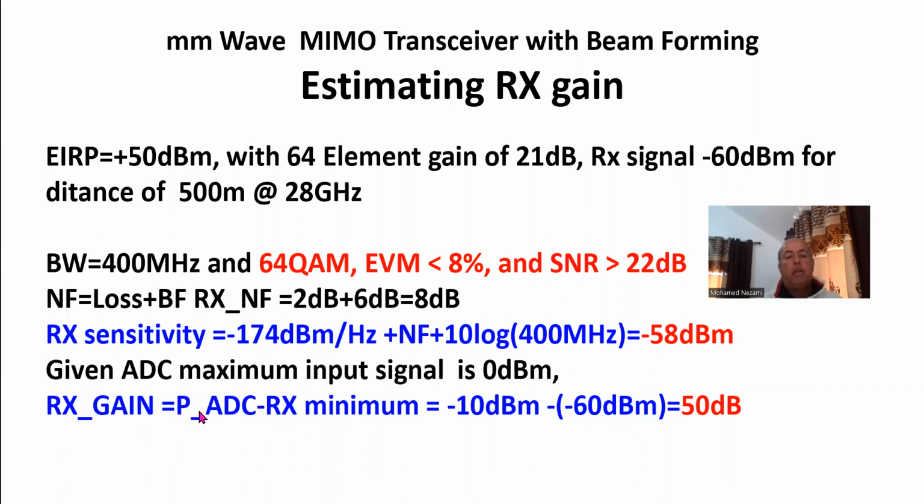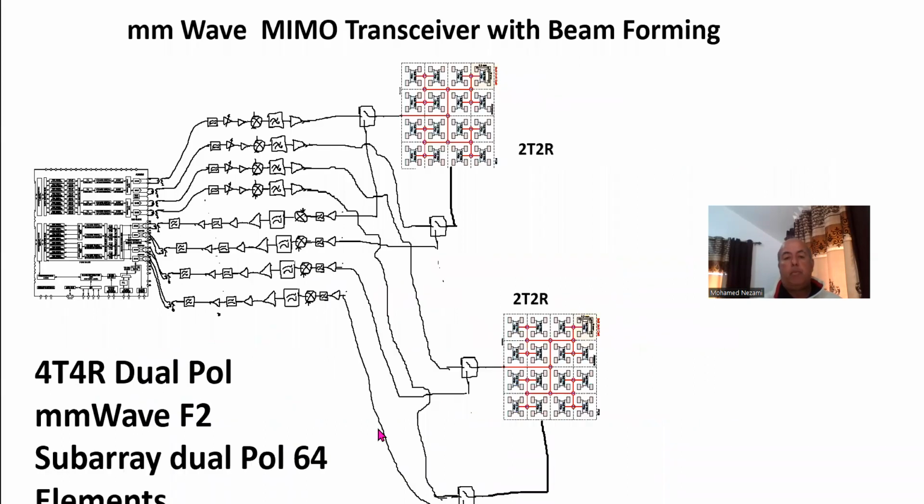Now, let's assume that we want to drive the ADC at minus 10 dBm typically. That's a good level. That's about 12, 13 dB of back off from the full scale. So that means if you're trying to detect this signal in here, you need at least 50 dB of total gain in the receiver. So that's what we're going to design it to. Okay, and here is the design.